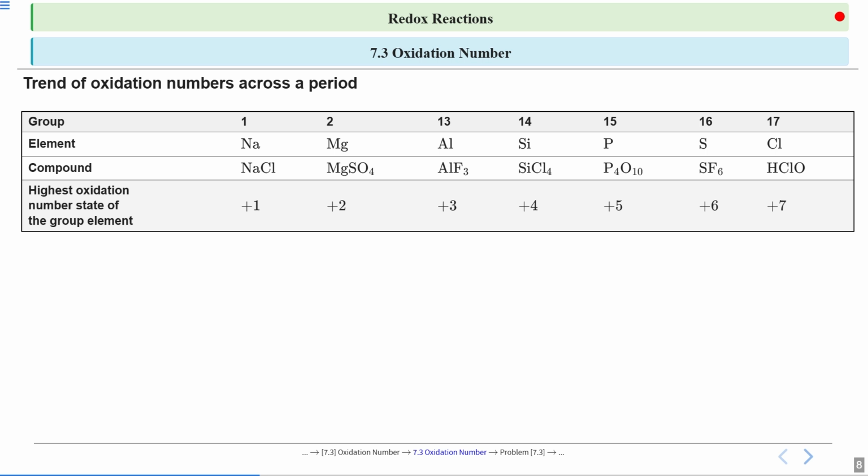So what we can conclude is that, interchangeably with the oxidation number, we can use the term oxidation state.